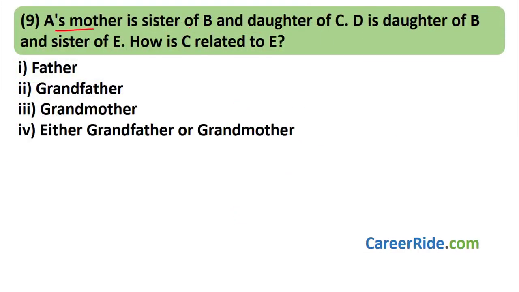A's mother is sister of B and daughter of C. D is daughter of B and sister of E. How is C related to E? Again, this is a category 3 sum. Okay, let's draw the diagram.